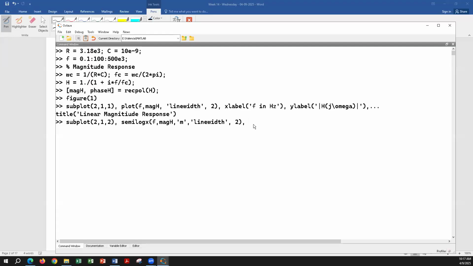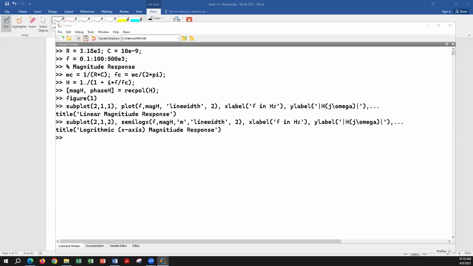Control C, Control V, and Control C, Control V, and this is going to be logarithmic. Okay.